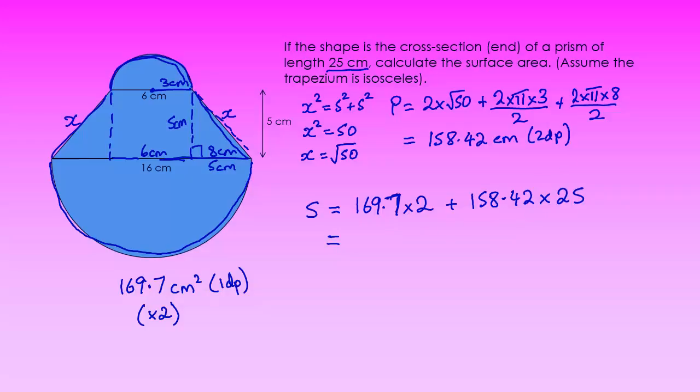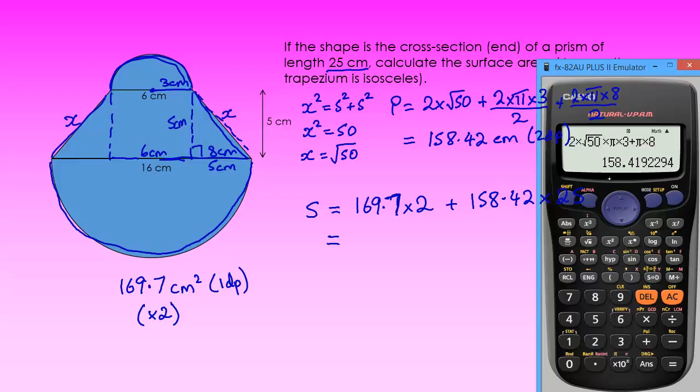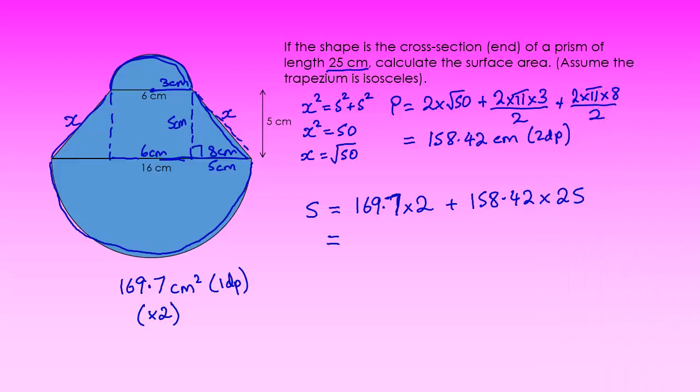So we just need to calculate that. So we've already got this number in here. Let's just multiply that by 25 and then add 169.7, multiply that by 2, and we'll give this to the nearest whole number, which is 4,300. So that will be 4,300 centimeters squared, correct to the nearest whole number.